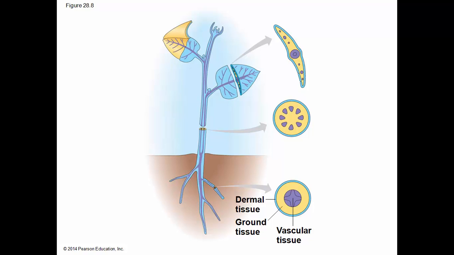Okay, so the dermal tissue, everyone probably knows that the epidermis is your skin. So the dermal tissue is the outer covering of the plant here. And then there's ground tissue, which is the supportive tissue inside the leaf or inside the stem, and then the vascular tissue.